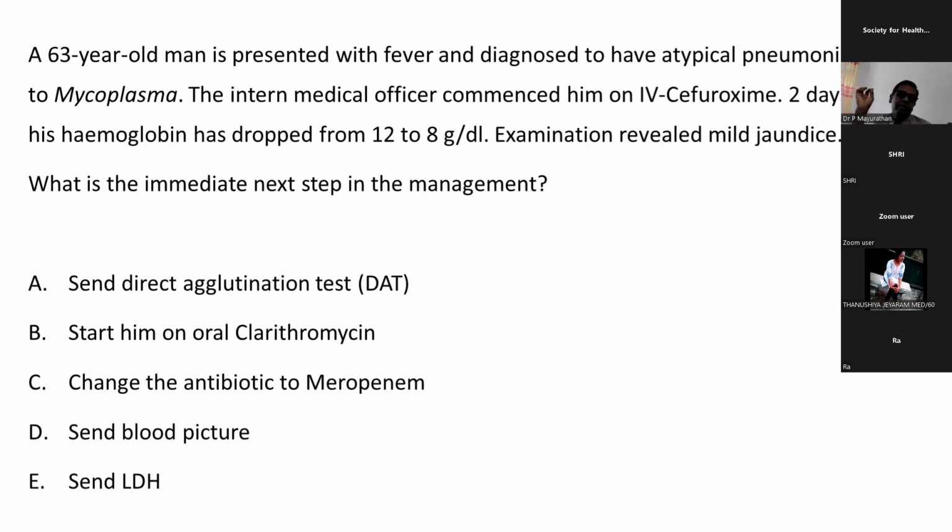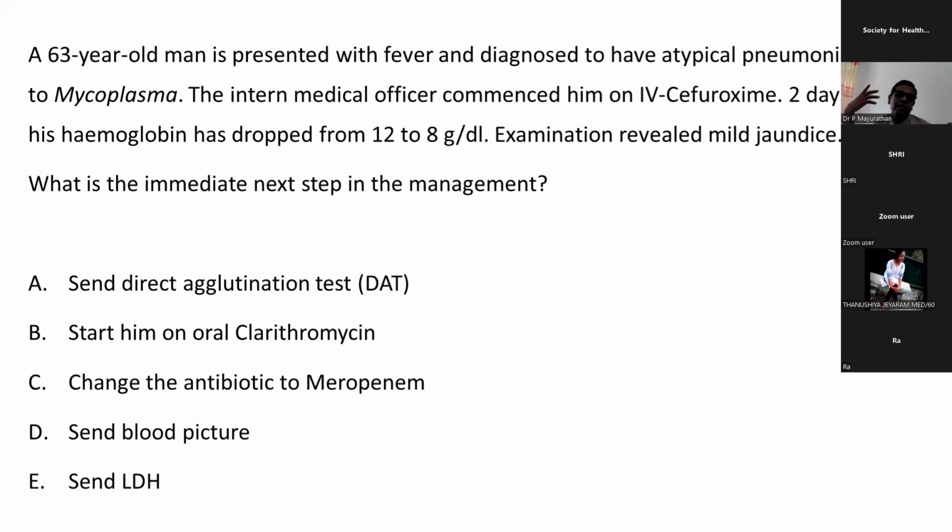Here, a few answers are correct. For example, sending the DAT, the direct antiglobulin test or direct Coombs test, is correct. Starting an appropriate antibiotic to cover the atypical organism, that is clarithromycin, is also correct. And sending a blood picture to see any evidence of hemolysis, a very basic investigation, is correct. And sending LDH, so all are correct. Four answers are correct; there is no need to shift to meropenem. That is the inappropriate answer.